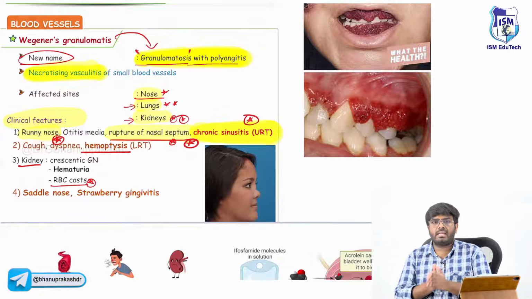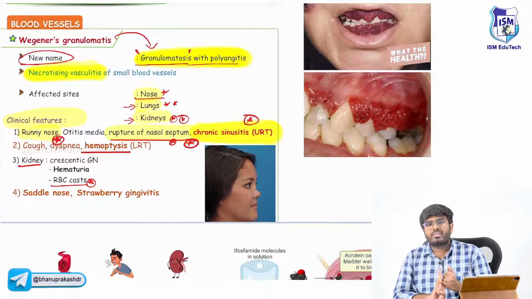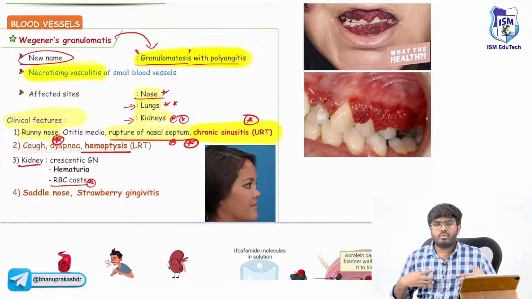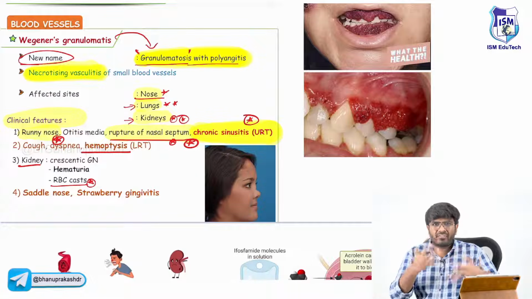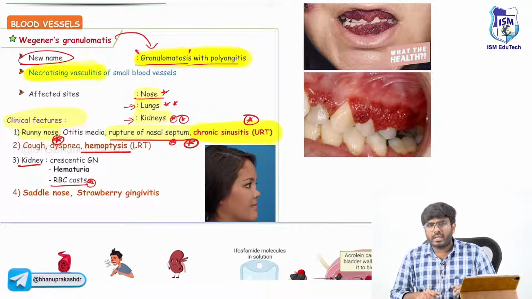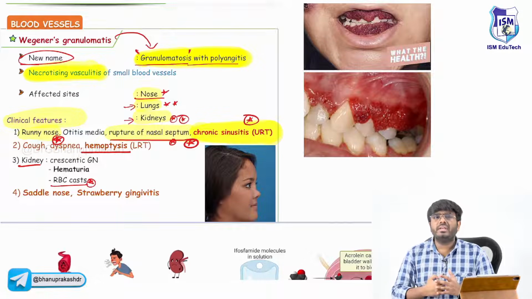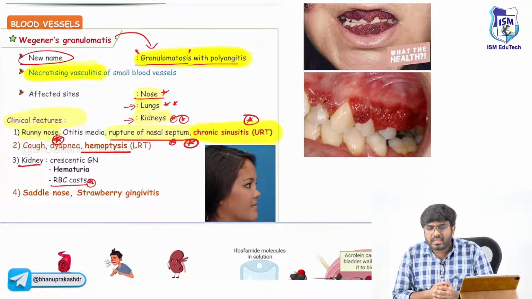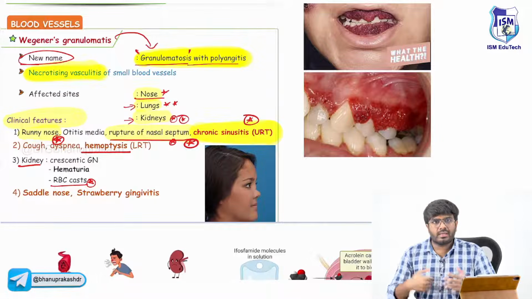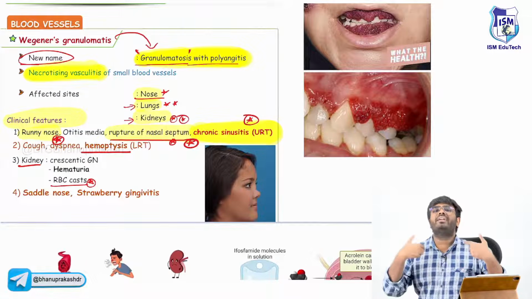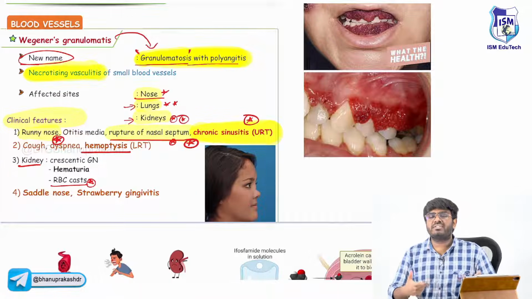So now tell me, what are the important points about Wegener's granulomatosis? Remember it like this: C-ANCA positivity, small vessel vasculitis. Three organ systems are going to be involved. Nose and paranasal sinus, leading to runny nose and chronic sinusitis. Lung involvement shows hemoptysis, cough and dyspnea. And kidney involvement, crescentic or rapidly progressive glomerulonephritis, leading to hematuria with RBC casts seen in the urine.